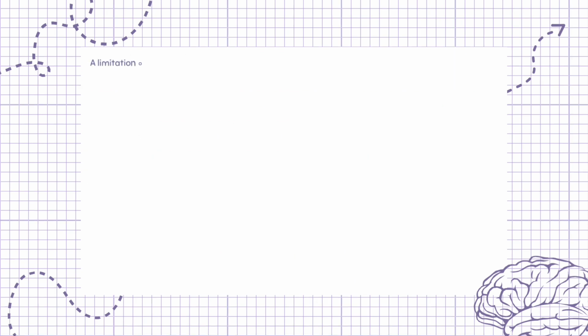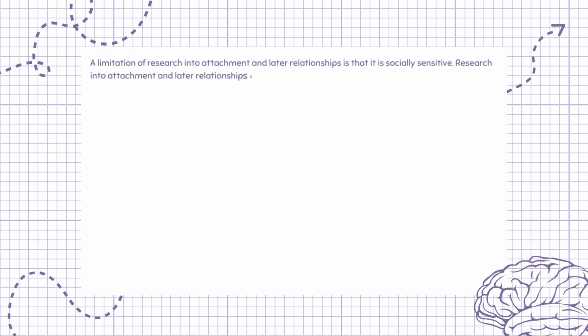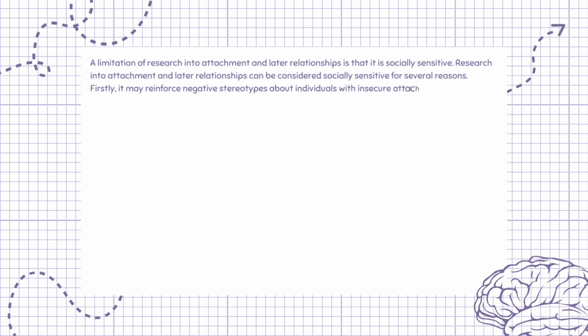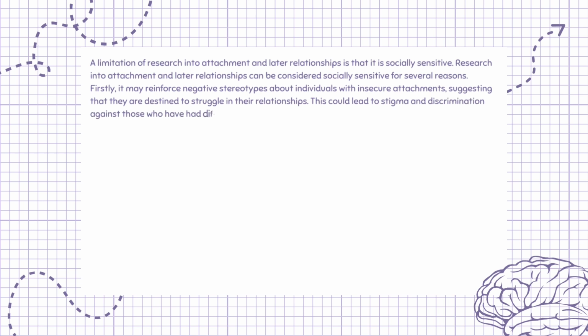A limitation of research into attachment and later relationships is that it is socially sensitive. Research into attachment and later relationships can be considered socially sensitive for several reasons. Firstly, it may reinforce negative stereotypes about individuals with insecure attachments, suggesting that they are destined to struggle in their relationships. This could lead to stigma and discrimination against those who have had difficult early experiences.